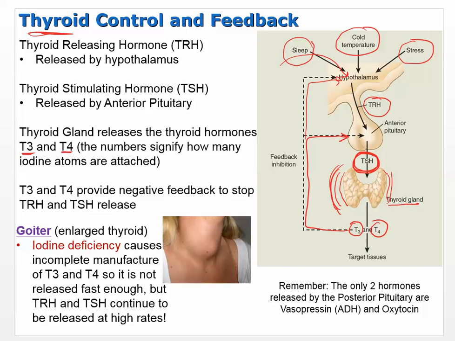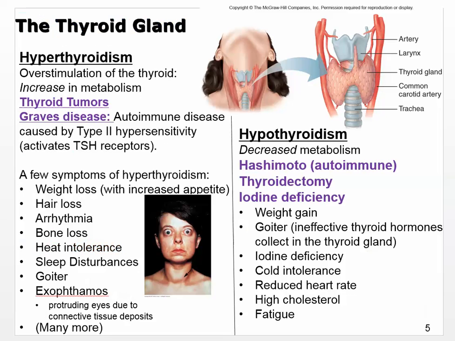Okay, so it's getting larger, and that's what's called a goiter, and yet you're still not making enough thyroid hormone. So your hypothalamus continues to release TRH, your pituitary continues to release TSH, and your thyroid gland will continue to get larger and larger and larger. And that's what a goiter is, and that's what causes it most of the time, this lack of iodine. So iodine deficiency causes incomplete manufacture of T3 and T4, so it's not released fast enough, but yet the TRH and the TSH continue to be released.